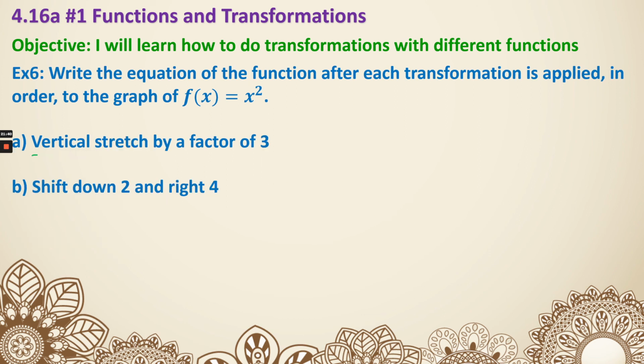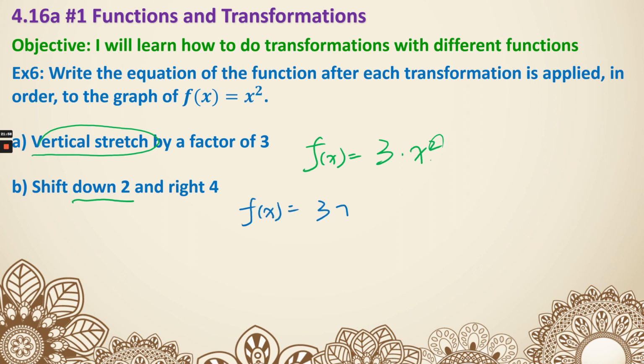Lastly, example 6. X squared is going to be a vertical stretch first. So f of x equals a vertical stretch, which is going to be a 3 outside the square. We calculate the square first, then multiply by the 3. Then we have a shift down. That clearly is going to be a 3x squared in the front, but it's down, so it's got to be a -2 on the end because that's a vertical change. But we still have this right 4.